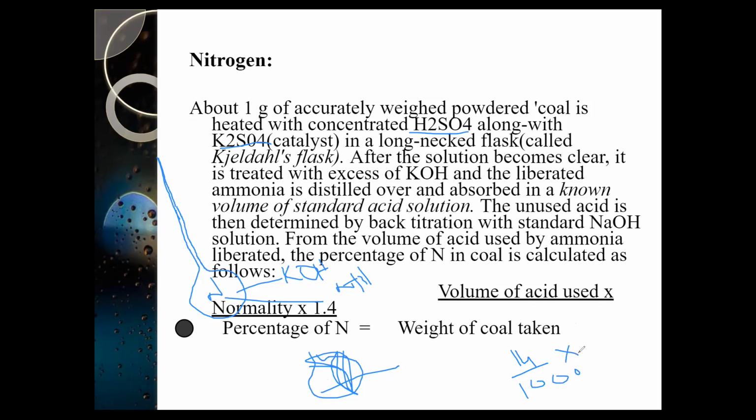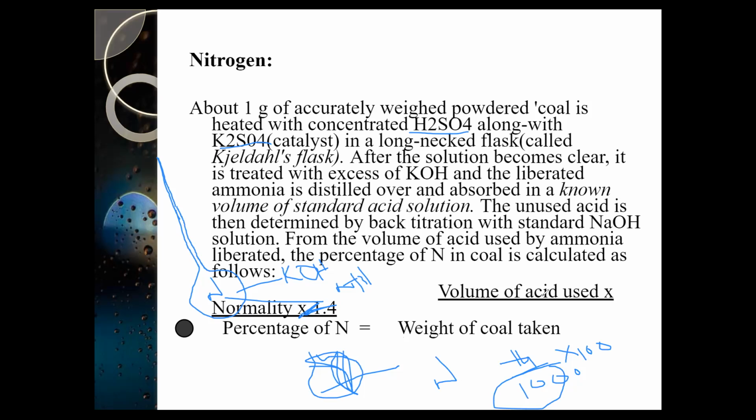Here by mistake we got 1.4, so there is no 1.4 in the formula. The percentage of nitrogen is equal to volume of acid used into normality of acid, divided by weight of coal sample taken, into 14 divided by 1000, into 100. What is 14 here? 14 is the molecular weight of nitrogen. And what is 1000 here? 1000 is the total volume of acid in the round bottom flask. And 100 is for percentage.